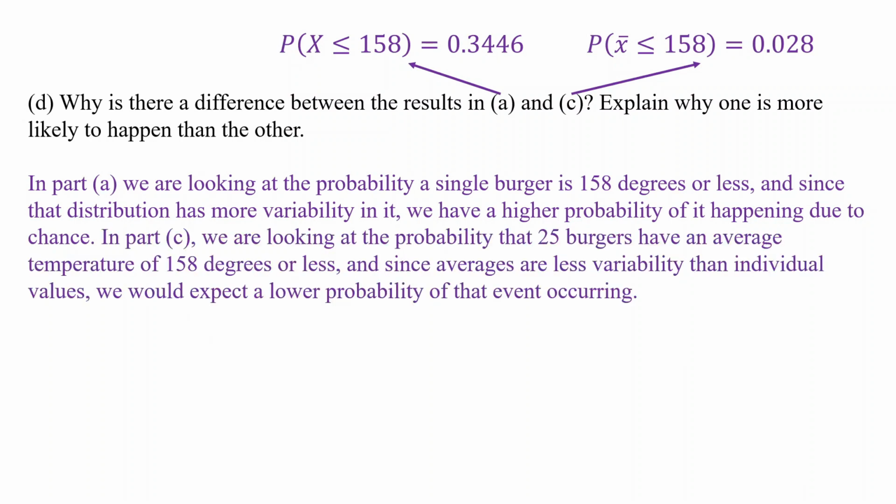But in part C, when you look at 25 burgers with an average of 158, averages have less variability than individual values. So we would expect a lower probability of that event occurring just because it has that less variability. And that wraps up today's lesson on notes for the sampling distribution for a sample mean.